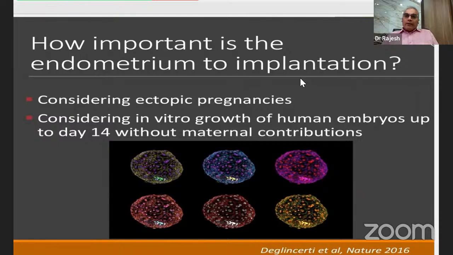Look at the in vitro growth of human embryos up to day 14 without any maternal contribution. This again challenges the idea that only endometrial thickness or vascularity is important. There is something beyond that. Probably the endometrium has a specific power to refuse the embryo from getting implanted.